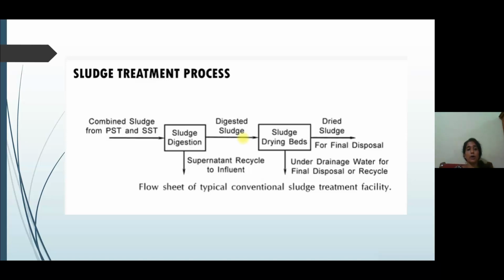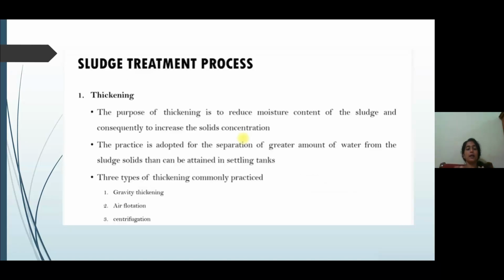This is the flow diagram of a sludge treatment process. Then the first step is the thickening process. The purpose of thickening is to reduce the moisture content and densify the solids present in the sludge, and this will reduce the volume. This practice is adopted for separation of a greater amount of water from the sludge solids, which can be attained in settling tanks. There are three methods of thickening process. First one is gravity thickening, second one is air flotation, then centrifugation.